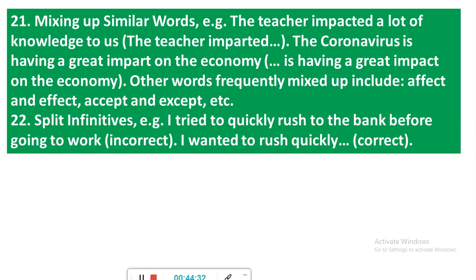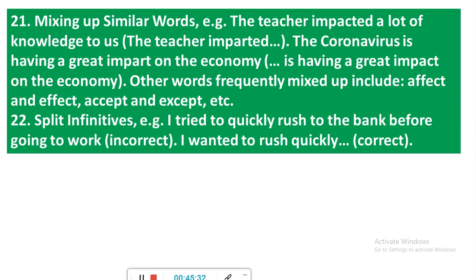You know, I try to quickly rush to the bank before going to work. Now, going by traditional grammatical postulation, the writing is I wanted to rush quickly, which means the verb should come before what we call the adverb of manner. I wanted to rush quickly. But you hear people saying, I quickly rushed, I instantly did this, I immediately did this. So obviously, the issue of split infinitives is there in our grammar rules, but it is being flouted even by educated users.